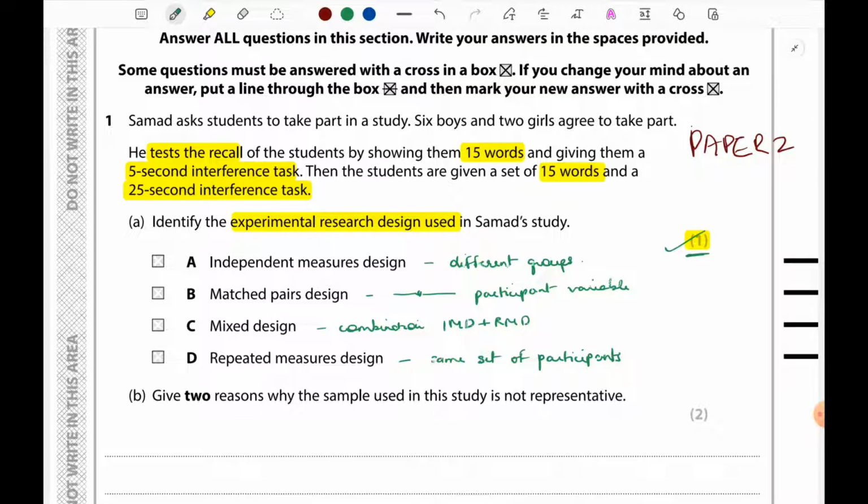Okay, now coming back to the question. Here, if we read the question, there is no mention of there being 2 separate groups. In fact, they just talk about the students. Very obviously, they're talking about one group of students. And they mention that these students are first undergoing some 5-second interference task. Then the same students, although they don't use the word same, it's obvious because they have not mentioned that there's any separation, are also undergoing the 25-second interference task. That matches with our definition of repeated measures design.